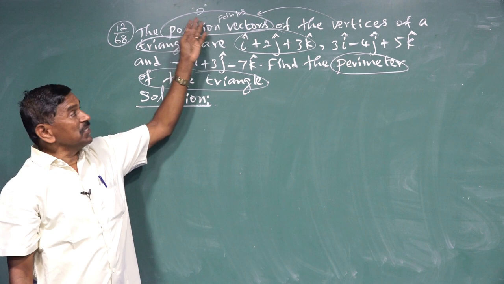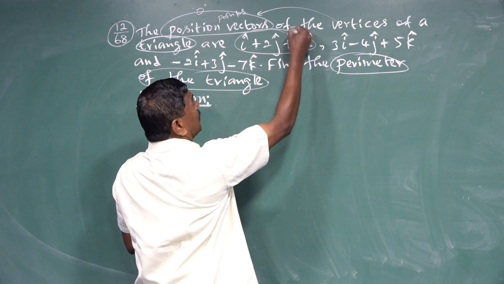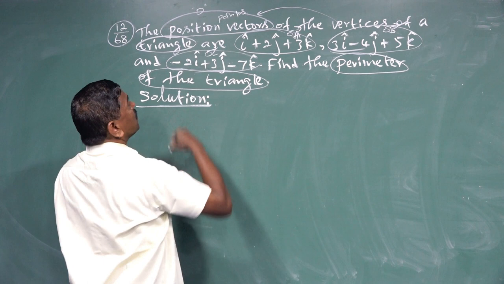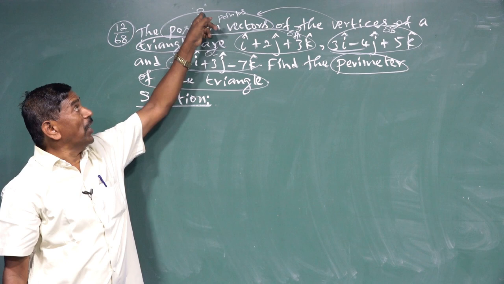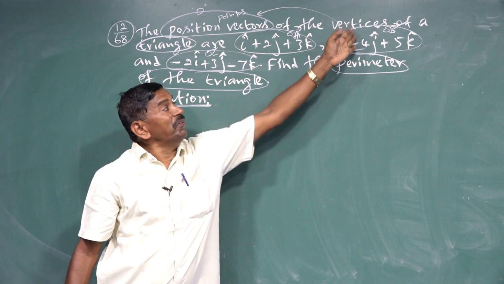So let A, B, C be the points whose position vectors are given by OA vector, OB vector, OC vector. Position vectors means points, and the position vectors we have to take with respect to origin O. That means let A, B, C be the points whose position vectors are given by OA vector equal to first one, OB vector equal to second one, and OC vector equal to third one.